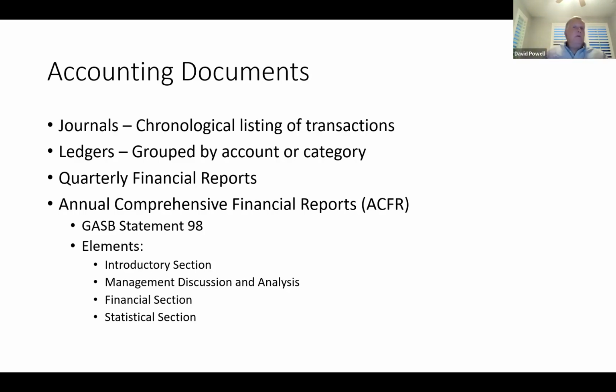Another way in which we can control the amount of money we're spending and what we're spending that money on will be through the use of financial reports. And all governments will have requirements in terms of the types of financial reports they have to produce and how often they have to produce those reports. Some agencies will produce quarterly financial reports, but the vast majority of agencies will produce these things called annual comprehensive financial reports. Now, today they're called annual comprehensive financial reports. They used to be called comprehensive annual financial reports.